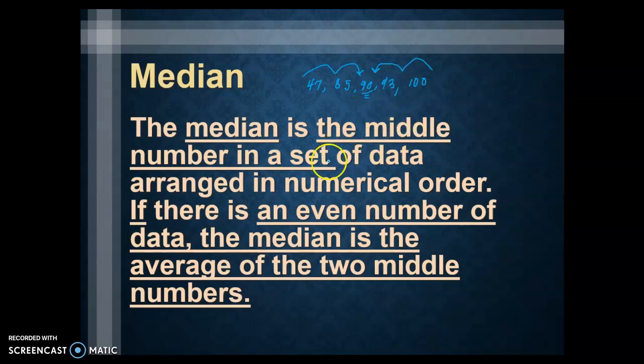If there is an even number of data, then the median is the average of the two middle numbers. So let's say I stuck another 100 on here. Now I've got 6 numbers. Both of these numbers are right in the middle now. And so I've got to find the average between these two. Between 90 and 93 would be a 91.5. So that's going to be my median in that case.